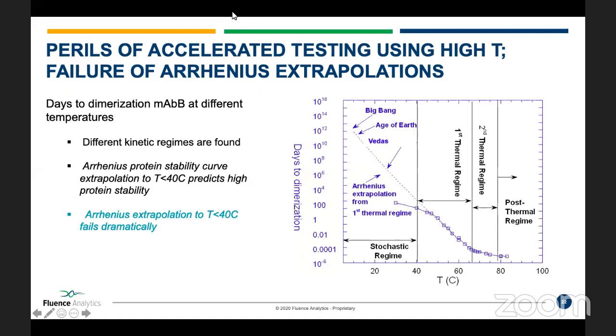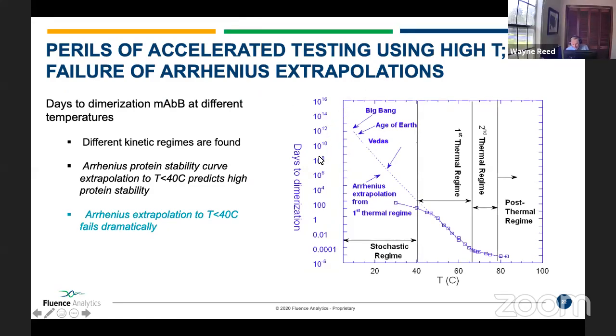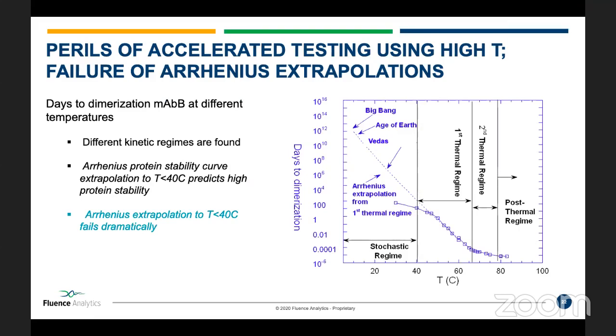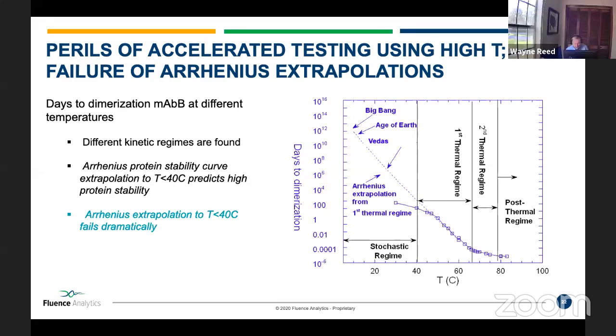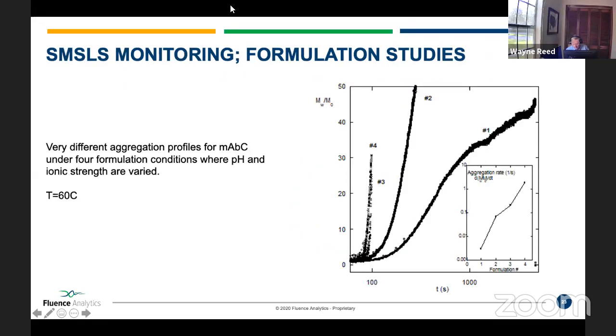So one thing that we would all like to do is accelerated testing, so we don't have to wait a year or 10 years to figure out if something is going to be stable over a time period. So there's a temptation to want to extrapolate. And so if we take our data, this graph here is how many days it takes to dimerize, average dimerization time versus temperature.